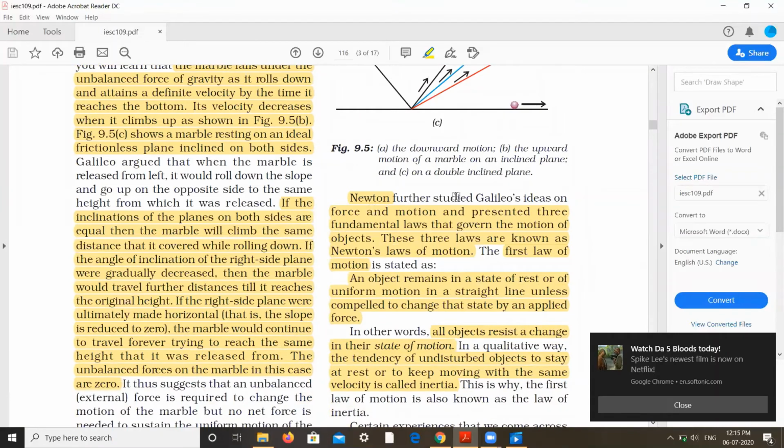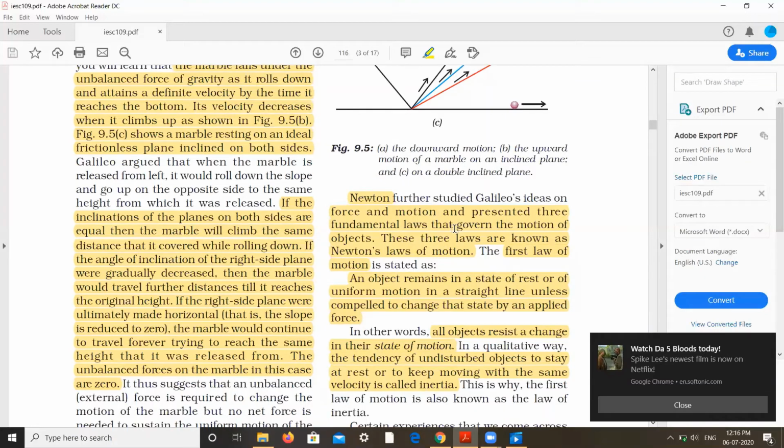Now, Newton further studied Galileo's ideas on force and motion and presented three fundamental laws. Newton is the next scientist who studied Galileo's idea, but he had a slightly different thinking. Galileo suggests that an object will keep its motion uniform if the unbalanced force is zero. That means if there is no external force that resists the motion, the object will continue to move with the same speed. But Newton has a different thinking.